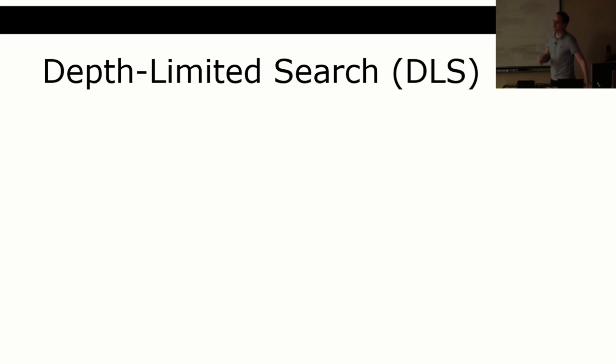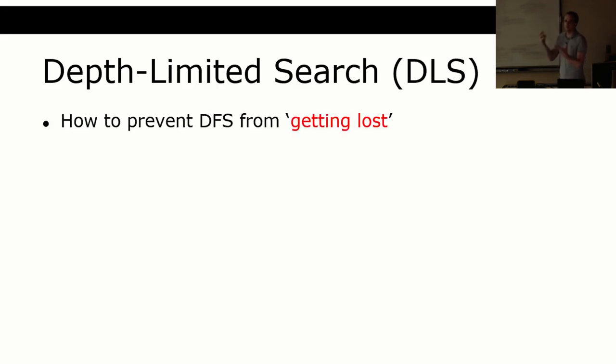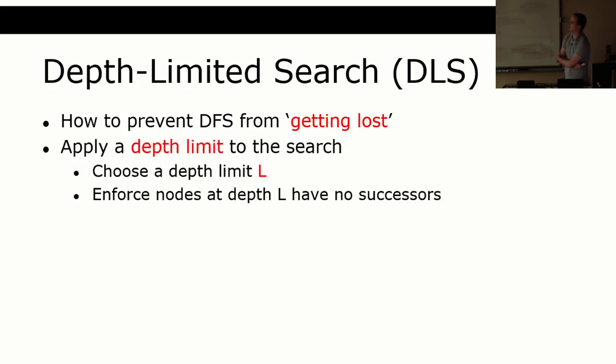All right, so DFS can infinitely loop. How do we prevent it from getting lost in the search tree or infinitely looping? Well, we can come up with an algorithm called depth-limited search. Instead of depth-first search, depth-limited search. All we're going to do is use DFS, but apply a depth limit to the search. We're going to choose some limit, call that L, and say the search stops after L.